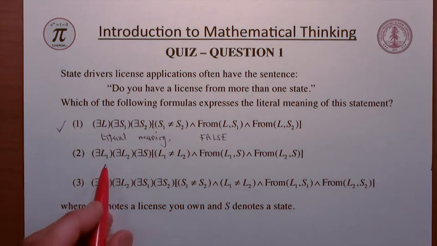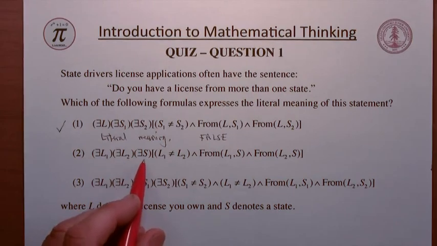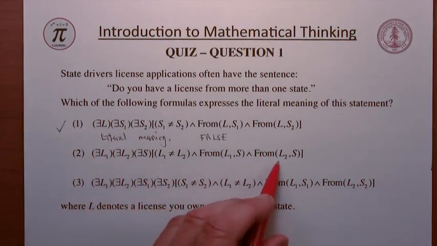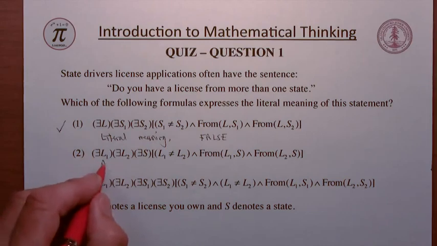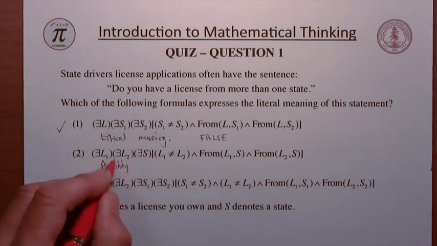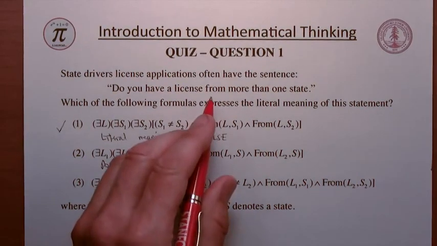Let's look at number 2. That says there are 2 different licenses, they're different, there are 2 licenses which are issued by 1 state. Well, I guess it's possible that you could own 2 licenses that are both issued by the same state if you had 2 identities or something like that. So this is a possibly true statement. But it's not what the sentence means.